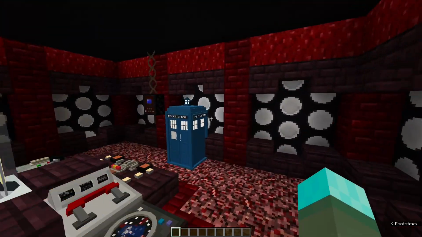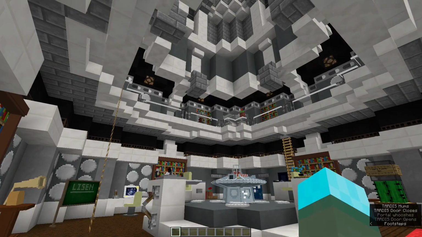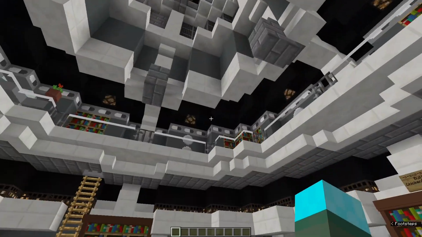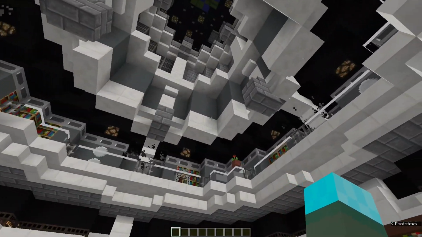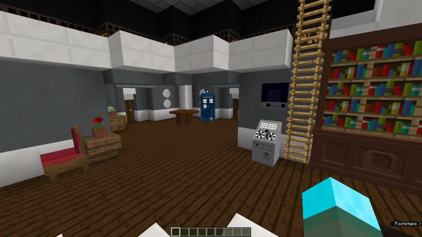This is the Nether interior. This is the Delta interior. You can't really get up all the way into there, but it looks like you can. It'd be cool if you could. You can probably build up there, I don't know.